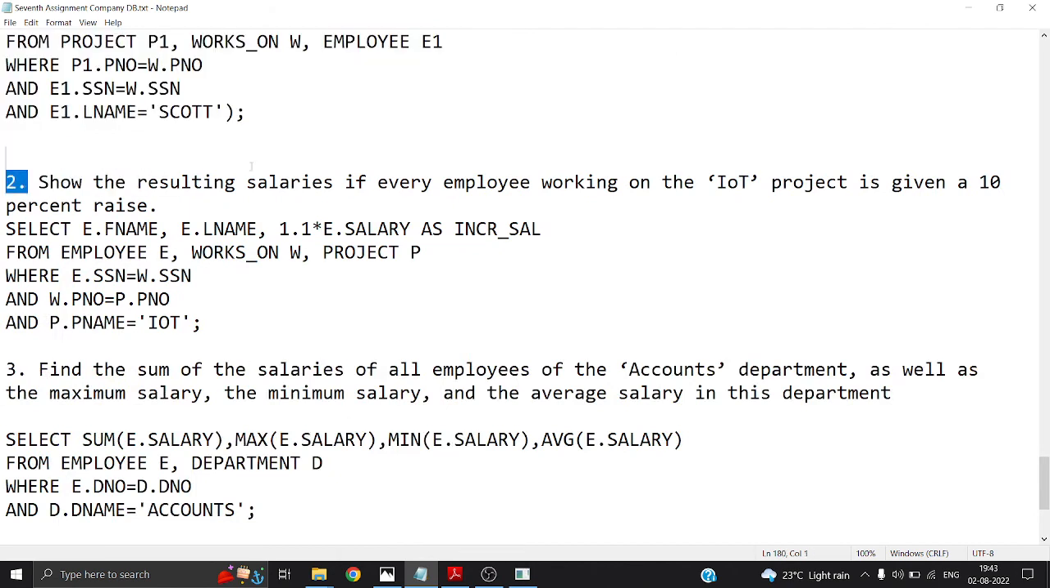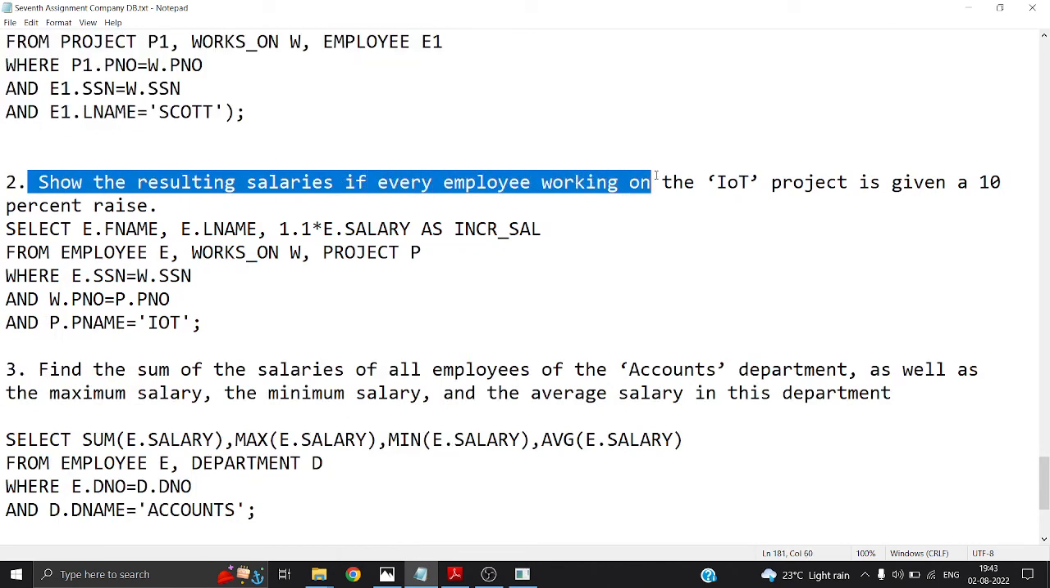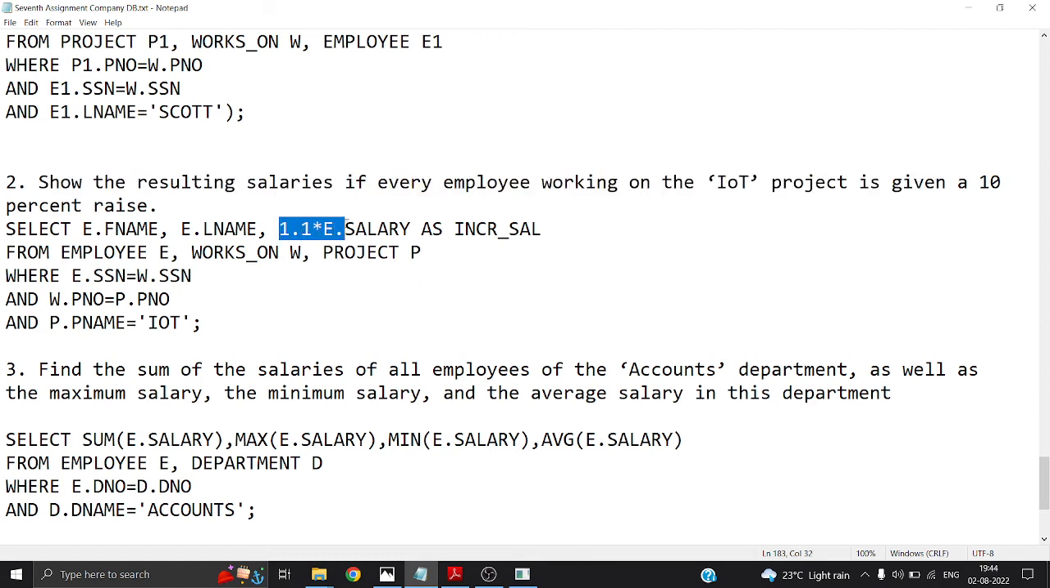Show the resulting salaries if every employee working on the IoT project is given a 10% raise. This is a very simple query where we just need to display. We are not supposed to update any information. We are supposed to show that the salaries of employees who are working on the IoT project should be incremented by the 10% raise. Here it is 1.1 into employee salary. This expression I have already shown you in the previous videos.